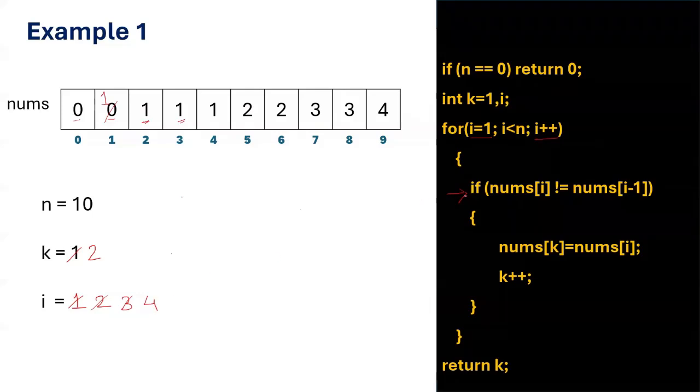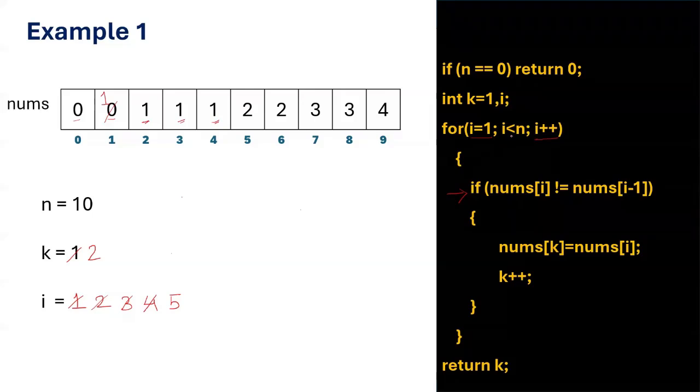Again if condition will be checked. So nums 4 is 1 and the previous is 1. This condition is again false because both are same. We'll move on to next element. It means increase I by 1. So new value of I will be 5.